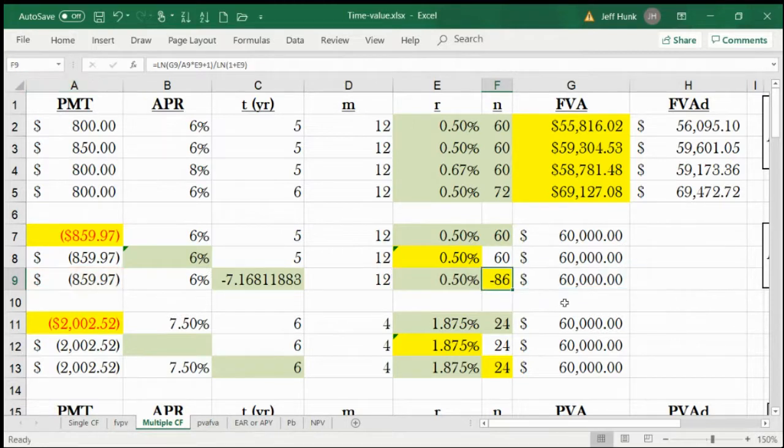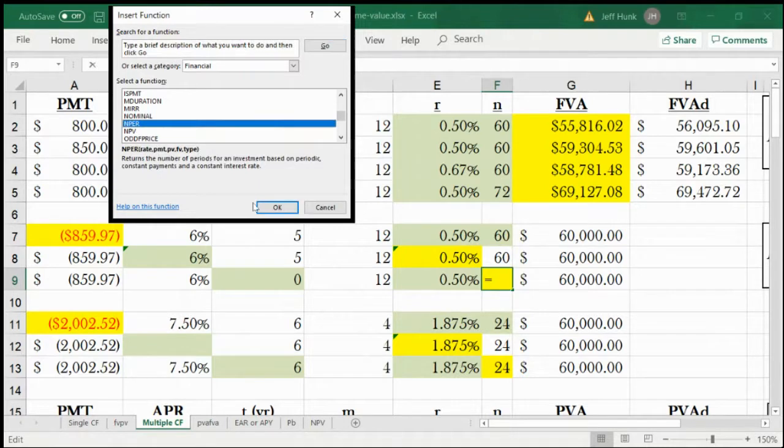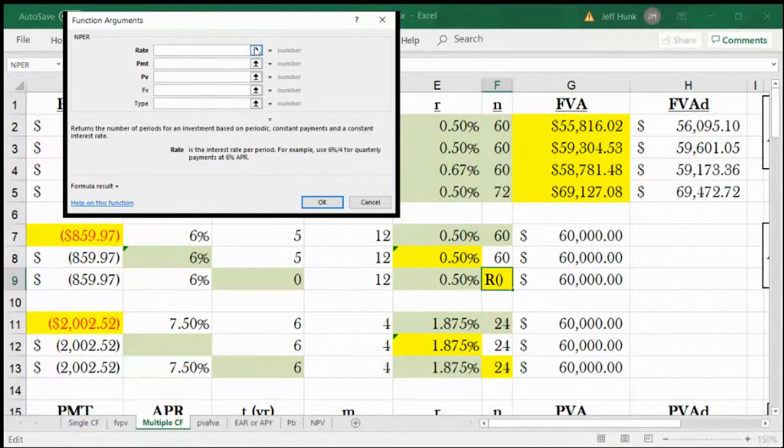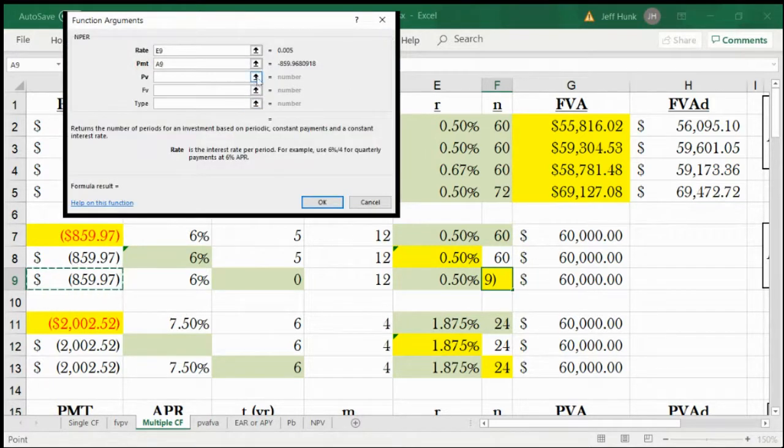Or, we can even solve for that using Excel's built-in function. So we're solving for n. So it's n periods, right? Hit OK, give it the rate, give it the payment. The payment is already negative, so you just enter it like that.